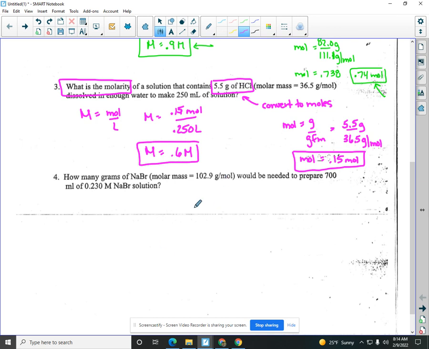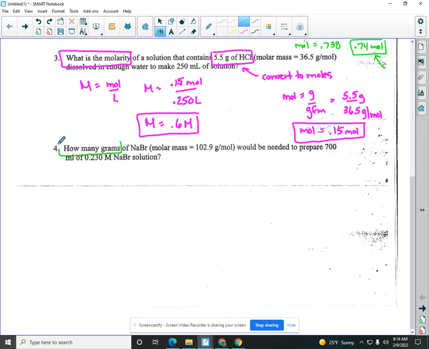Okay, next and last. This one's a little bit different because now they're asking us for grams. So I'm going to change colors. How many grams? We're going to use our molarity formula again. Molarity equals moles over liters because they gave me molarity in the question and they gave me milliliters. How many grams of sodium bromide, molar mass of 102.9, would be needed to prepare 700 milliliters of a 0.23 molar sodium bromide solution? If I can find moles, I can change moles to grams.